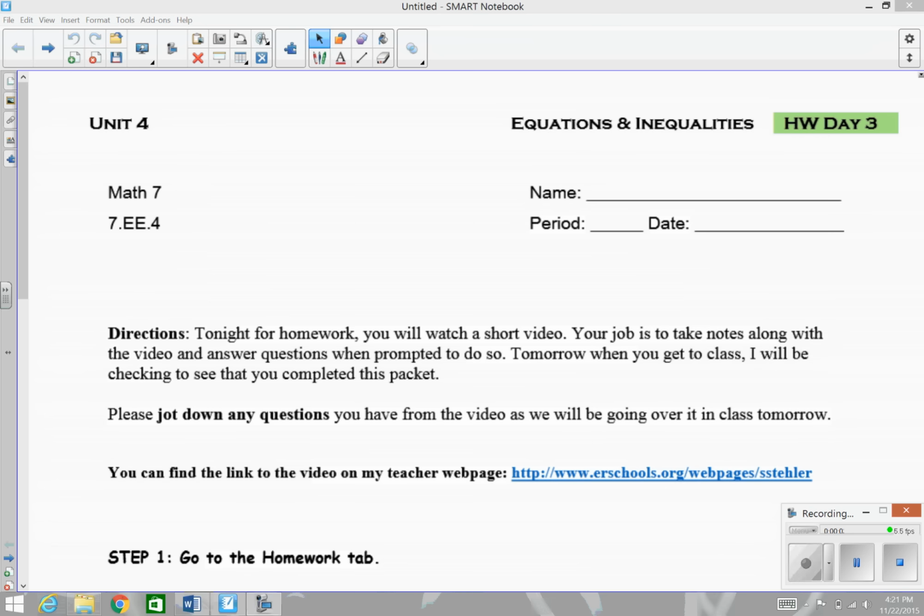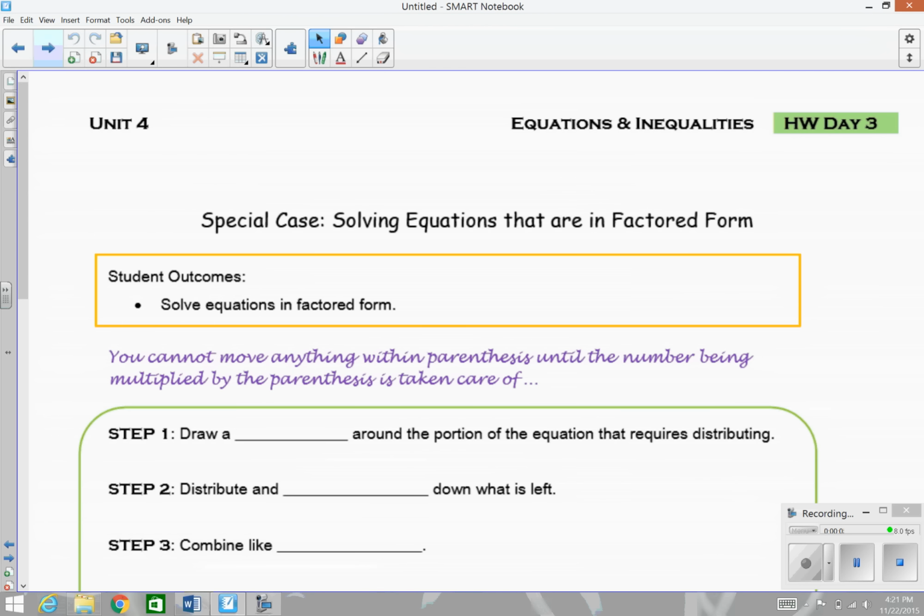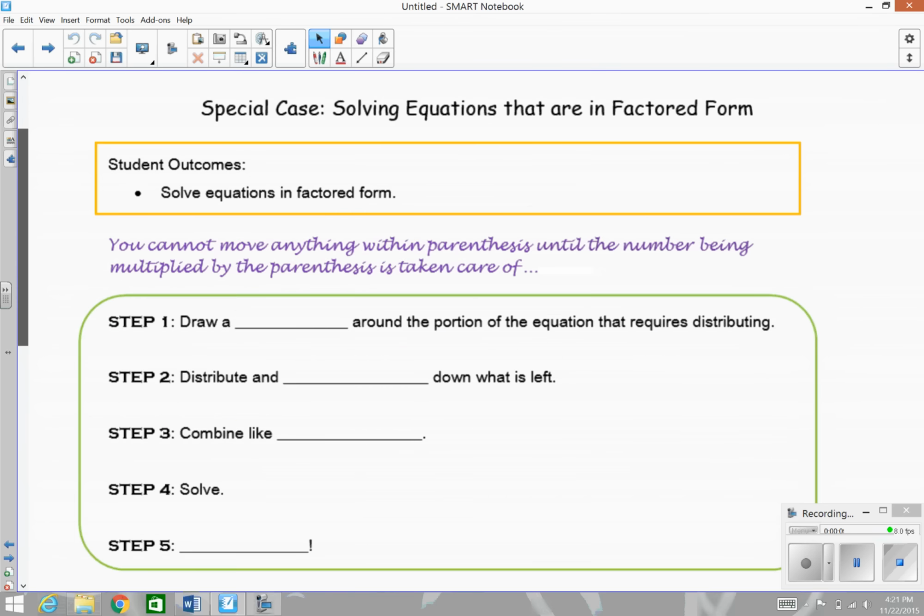Welcome to homework day 3. Our focus today is going to be on solving equations that are in factored form. Okay, so that's where we have the parentheses. And this is the key thing that you need to know before we start.